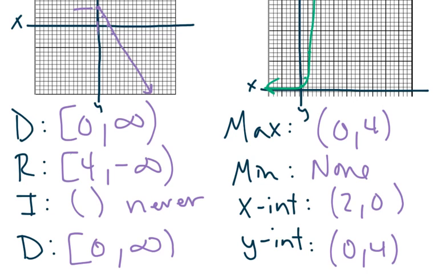So our domain, we start here at 0, and we keep going until we get to infinity. Our range, start at 4, keep going until we get to negative infinity. It's never increasing. The decreasing is the same as domain. Max, y-intercept, x-intercept, and we are done.